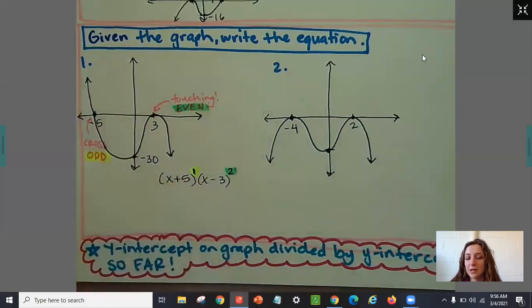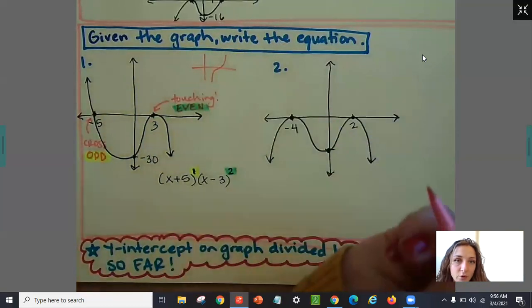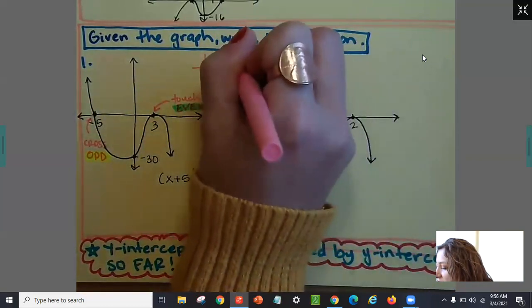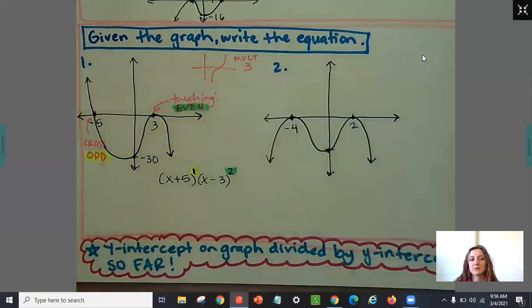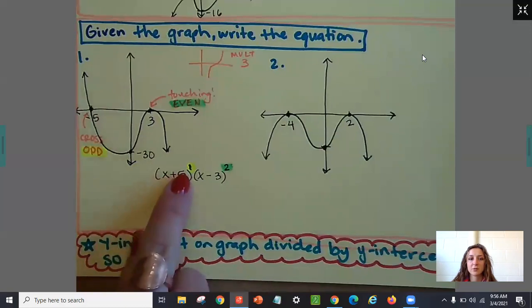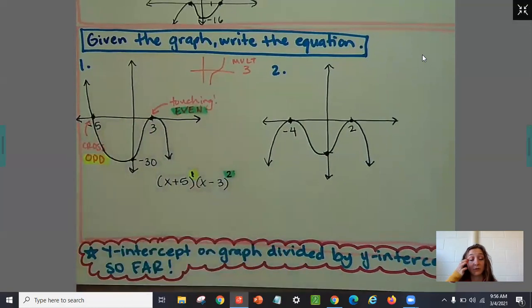If it was a 3, it would look like a cubic function, so it would look something like this at the point. So this would be a multiplicity of 3. But here we do not have a multiplicity of 3, it's just going straight through. So that's going to be a multiplicity of 1 and a multiplicity of 2 because that is looking like a parabola there. Okay, but whenever I type this in, it's not going to give me my y-intercept of -30.